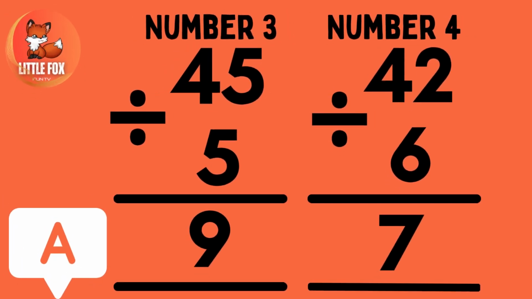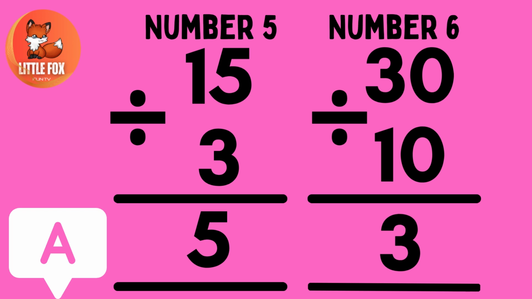Number 3. 45 divided by 5 is equal to 9. Number 4. 42 divided by 6 is equal to 7. Number 5. 15 divided by 3 is equal to 5.